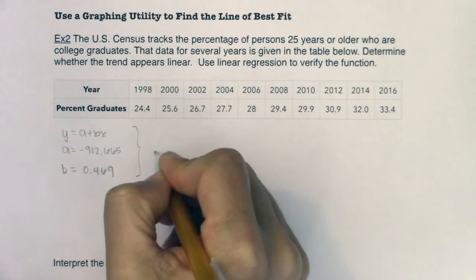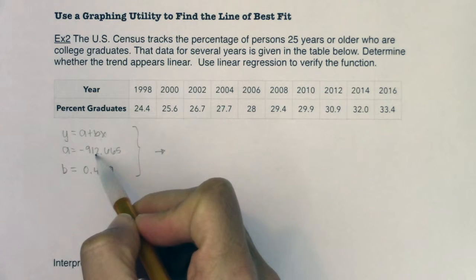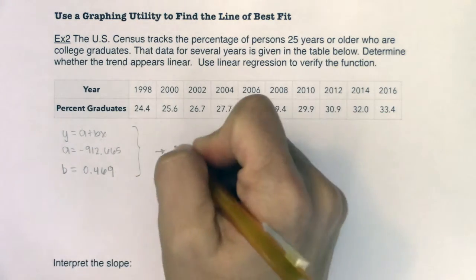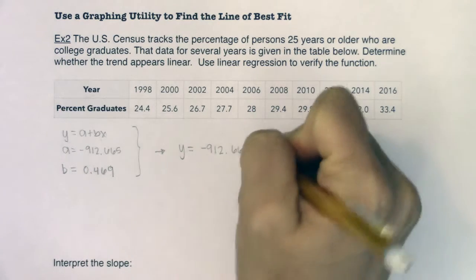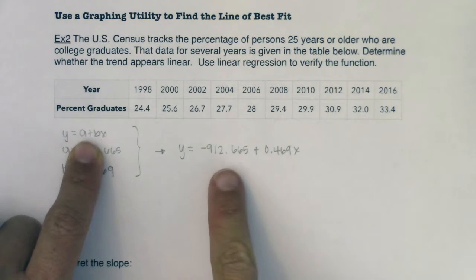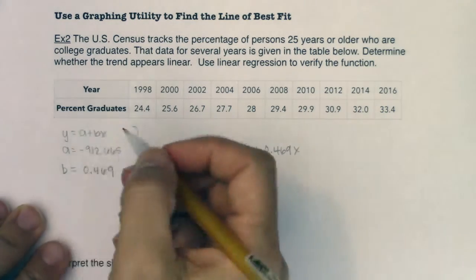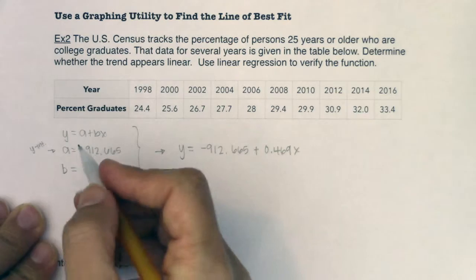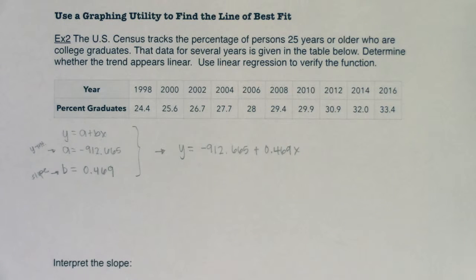From here, what I want you to do is instead of writing y equaling a plus bx, write your particular numbers. A was negative 912 and b was 0.469. You don't have to go three decimal accurate, I just feel like doing it today. So we will say y is equal to negative 912.665 plus 0.469x. You see I took that top line and swapped out my a value and my b value for this problem, because when you run StatCalc 8, this number here will always be your y-intercept, or at least the y-coordinate of your y-intercept, and this number here will always be your slope. That's how StatCalc 8 is set up to run.